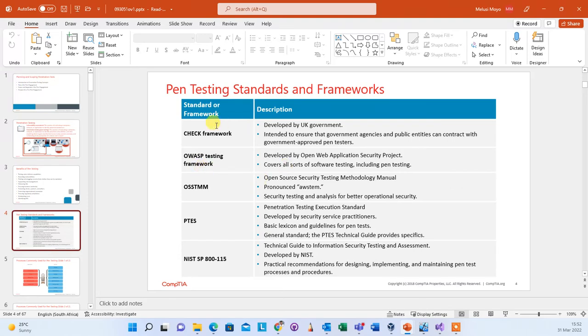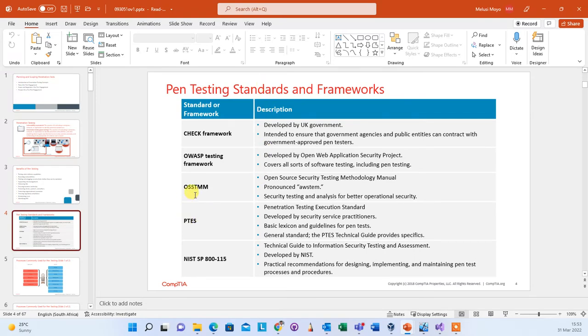OWASP testing framework. OWASP is developed by a multinational organization that collects and shares security practices with software developers. So it's mainly for websites. You can use it to test your website. There is an OWASP tool that you can use to test your website. This framework provides pen testing and other testing techniques for each part of the software development lifecycle. So these are the frameworks that you can follow or use when you are conducting a pen test.